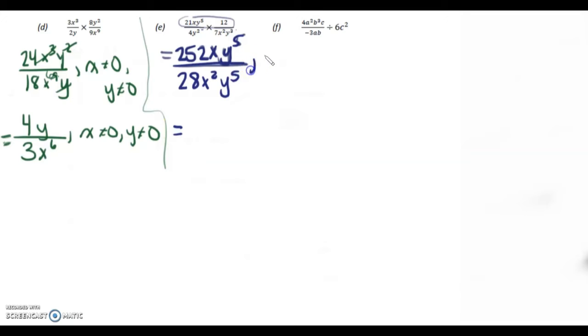Okay, our restrictions are x does not equal 0 and y does not equal 0. So 252 divided by 28, we get 9. Okay, this x cancels with the squared, and we get an x in the denominator, and the y to the 5s just cancel. So here we go. We're left with 9 over x such that x does not equal 0, y does not equal 0.